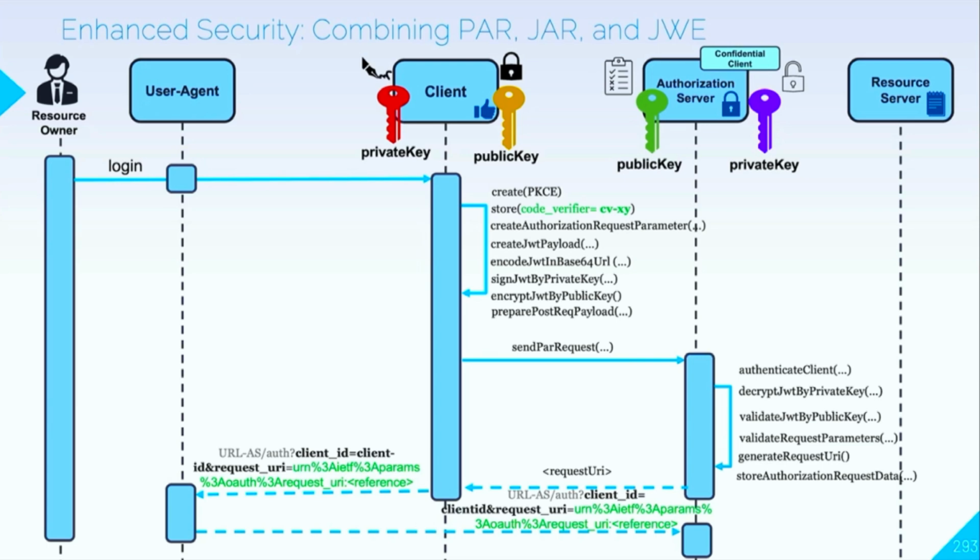The client redirects the resource owner to the authorization server, providing the client ID and the request URI as query parameters, and the rest of the process continues as we have covered before.